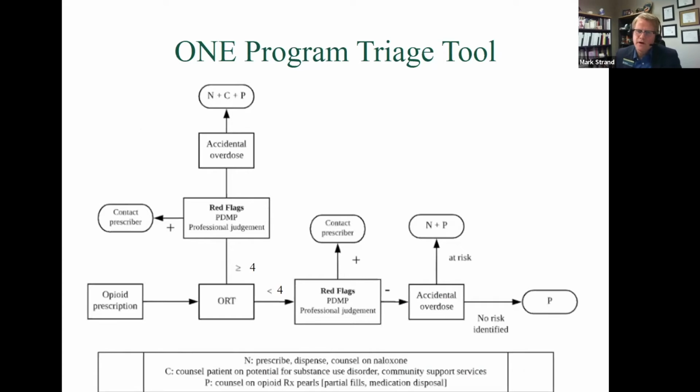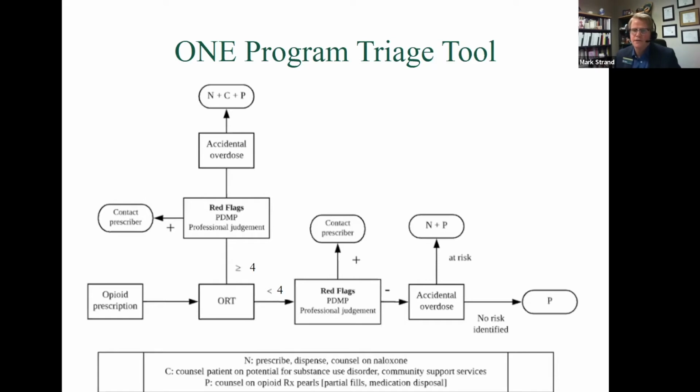And then the pharmacist follows this triage tool. So you'll see, this is another way of depicting it. Start in the bottom flow chart there from the left. They bring in their prescription, they're administered the ORT. If the ORT score is higher than 8, that should say 8, not 4, they're then looked at for red flags of PDMP misuse and also the pharmacist's professional judgment. That might result in, to the left, calling their provider to ask whether this prescription should be reconsidered. It also includes discussing with the patient the risk, or assessing the patient for the risk of accidental overdose. That would then lead to 3 services delivered.